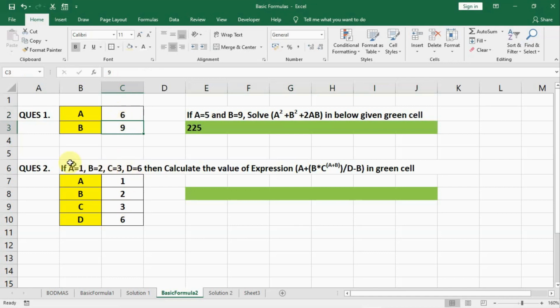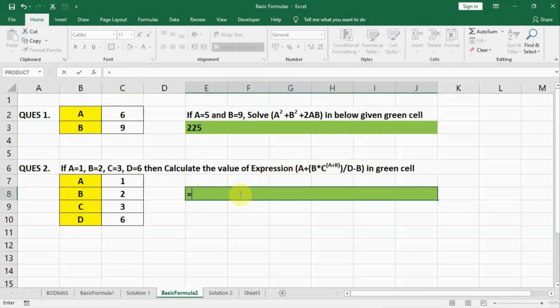Similarly, let us try to perform this second question. The expression is a plus b into c, whole to the power bracket a plus b, whole divided by d minus b. Looks complicated. We'll follow step by step. So first step is equal to, then the number is a, let us select the a, that is value C7, then put a plus sign, then there is a bracket, we'll open the bracket, then we'll select b, that is C8, then put a multiplication sign, then there is c, the value of c is in cell C9.